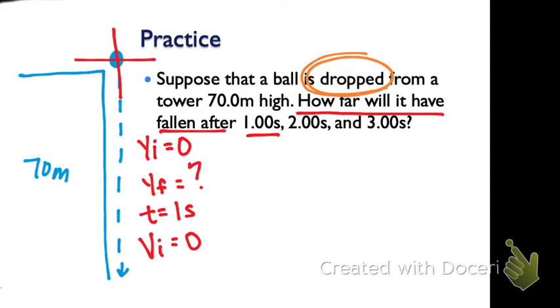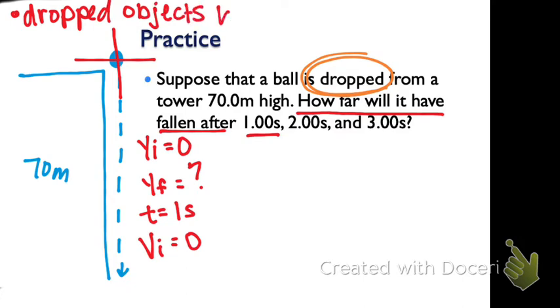So that might be another little extra note you put up here in your notes. Dropped objects have a VI equal to 0. That might be another little side note you put in there, that when we have an object that is dropped, it's going to have an initial velocity of 0. Okay, are we comfortable with that? Okay, so I think now this is all the information that we've been given. We've got one more variable that we can write down that's not in the problem.